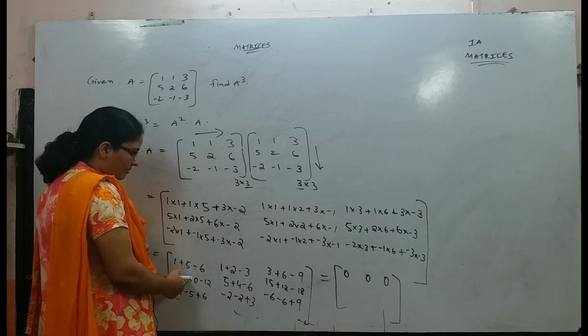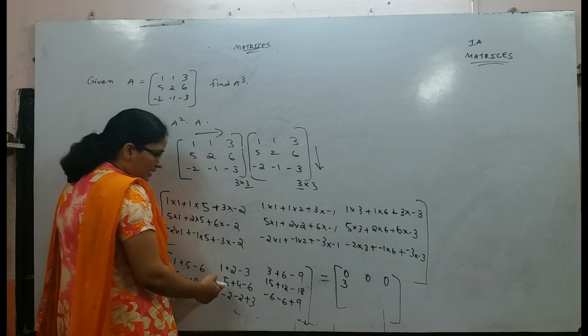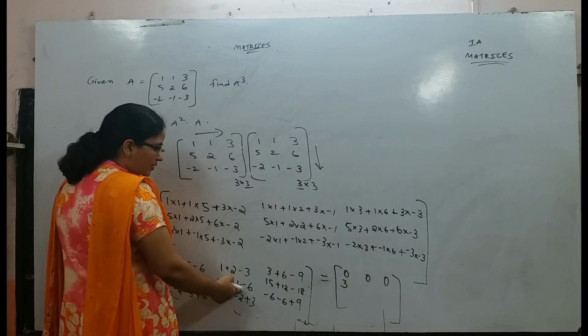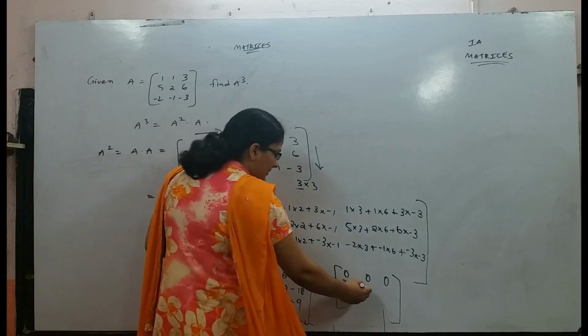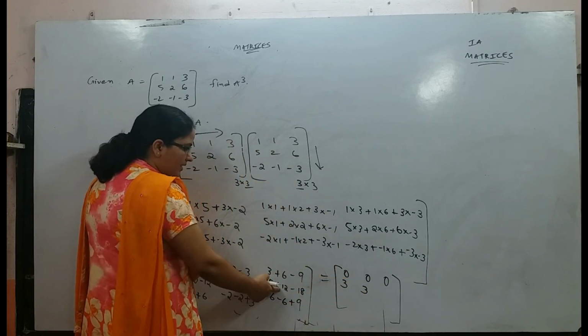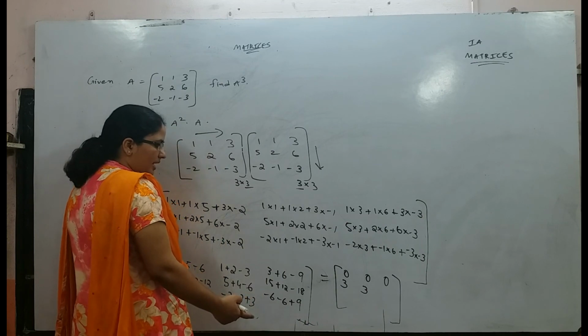Here you get 15 minus 12, which is 3. 5 plus 4, 9. 9 minus 6, 3. 15 plus 12, 27. 27 minus 18 is how much? 9.